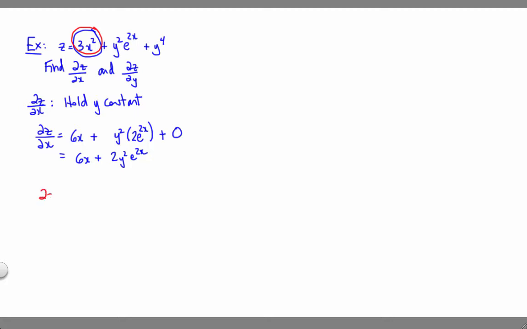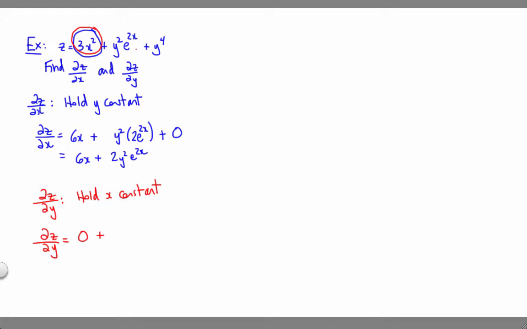Let's switch to a new color here and calculate ∂z/∂y. To do that, we're going to hold x constant this time. So we're going to treat x just like any other number, and we're going to differentiate with respect to y. Alright, so ∂z/∂y. The first term is a pure x term. That's just a constant, so the derivative is going to be 0.